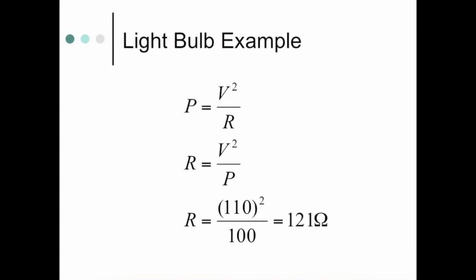Let's look at an example of a light bulb. Everybody turns on a light bulb. Let's just say we've got 110 volts coming out of the wall. We've got a 100-watt light bulb. What's the resistance of the light bulb? Plug in your numbers there. It's 121 ohms. So your light bulb, if it's 100 watts, has a resistance to the current flow of 121 ohms.